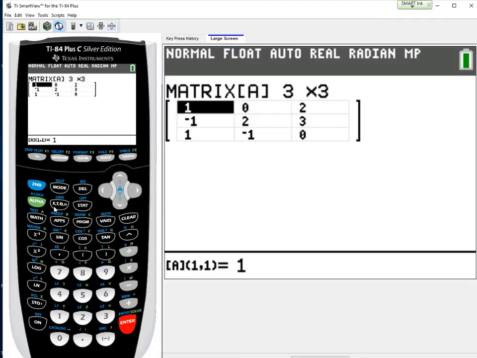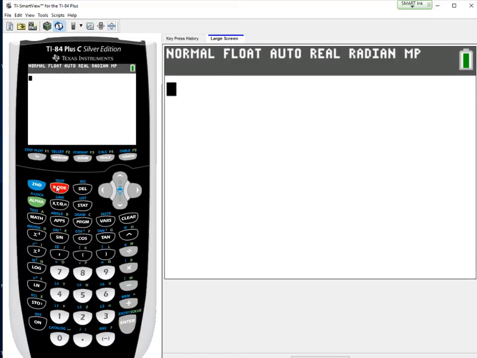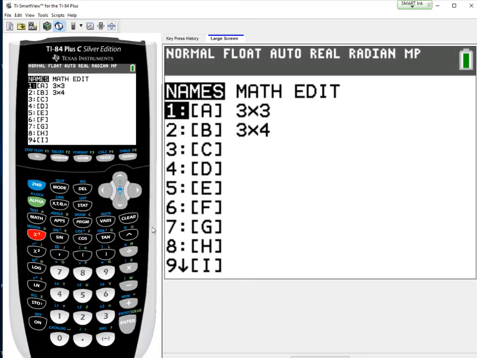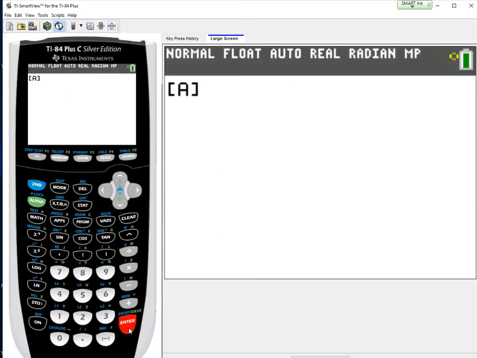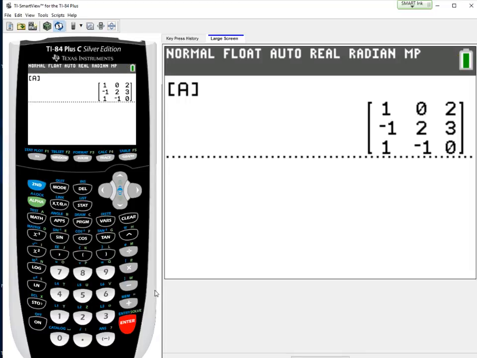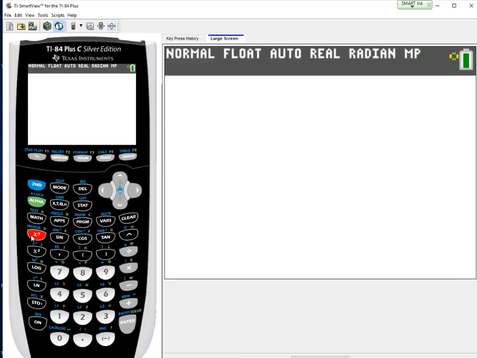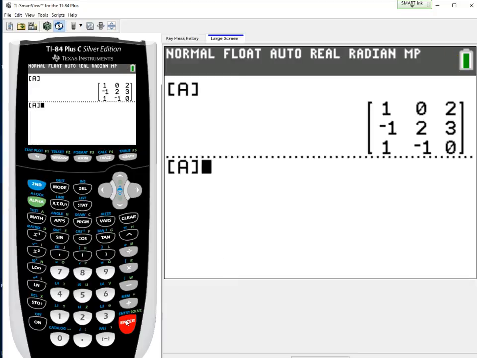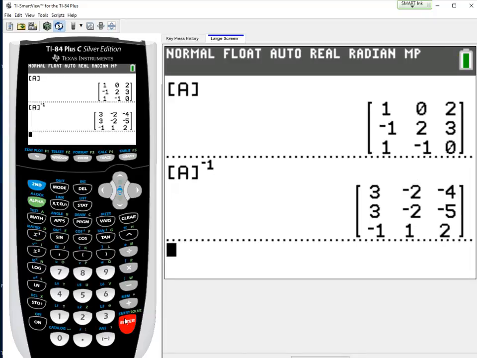I see people writing, so I'll wait a little bit. I'm going to go to my home screen, and I'm going to call back that matrix. So I want matrix A. I just want to take a nice look at it real quick. So there's matrix A, right? You guys ready for this? I'm going to go second matrix, A, and I'm going to use the button that matrix is on to take that to the negative first power. And I'm going to push enter, and there's my inverse matrix.